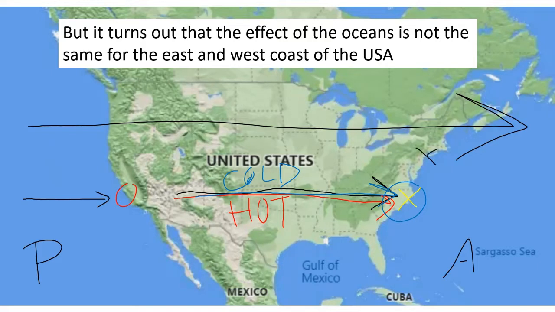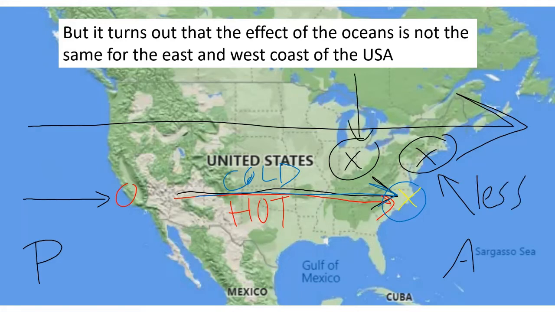But let's clarify something. A location here on the Atlantic coast, a location here that is not on the coast. The location on the coast is going to change temperatures less than a location that is not on the coast. However, the East Coast changes temperatures a lot more than the West Coast.